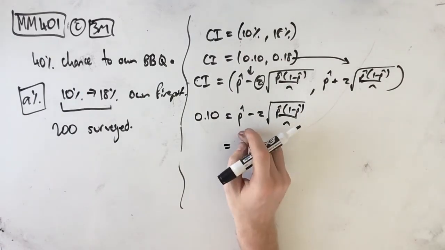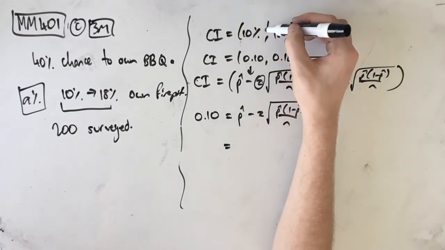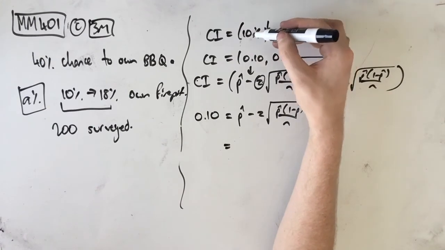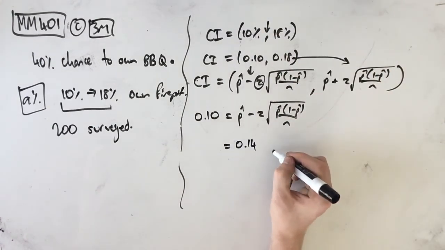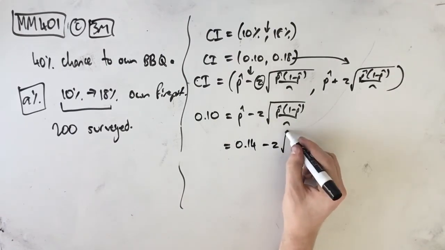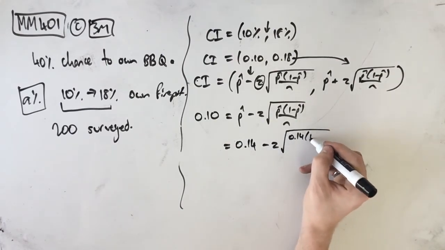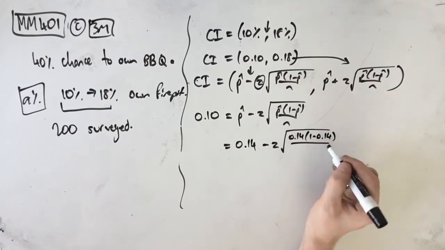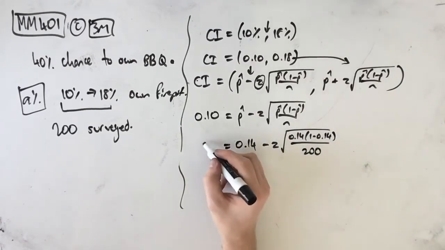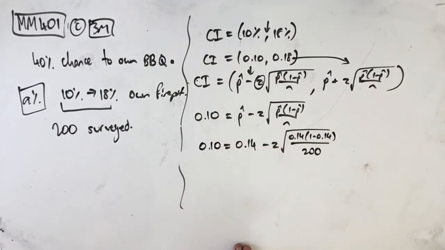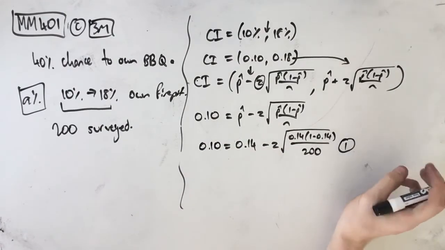Now, we know that our P hat is always halfway between our confidence interval, so it lies directly in the middle. Between 10% and 18% is 14%. So P hat is 0.14. We don't know our Z value, that's what we're searching for. Again, 0.14, 1 minus 0.14. And our N value is the total number surveyed, which is 200. And that is equal to 0.10. Awesome. This is our first mark.